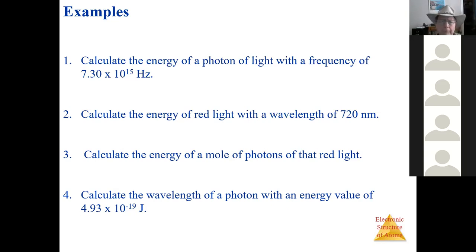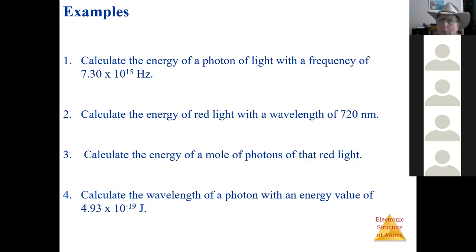Okay, Blake. We have a wavelength of 720 nanometers. Calculate the energy. Do we have a way to turn wavelength into frequency, Blake? Yes. How do we do that? Is that the equation c equals something times ν? A lambda. What is that? Lambda. Okay.